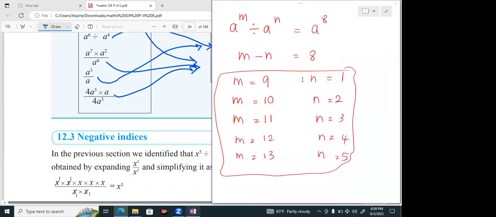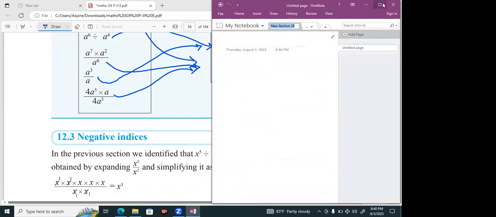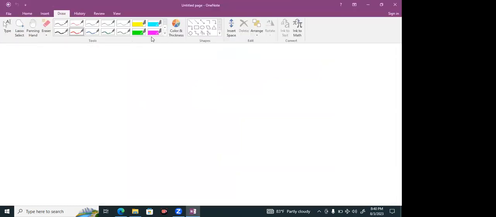Okay, the next topic, write down. It is negative indices.